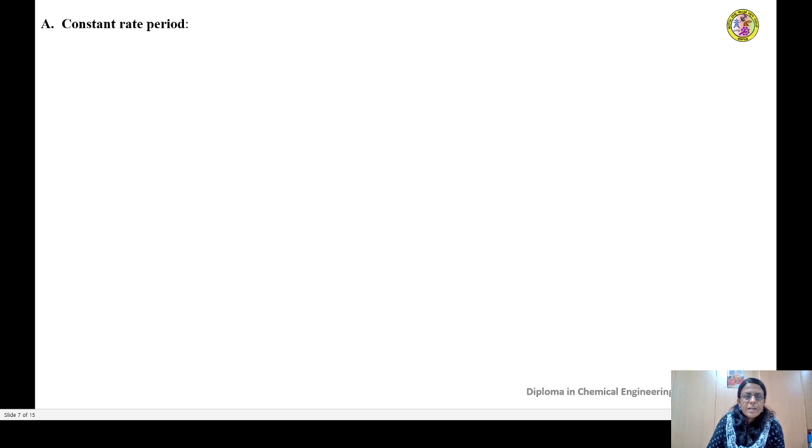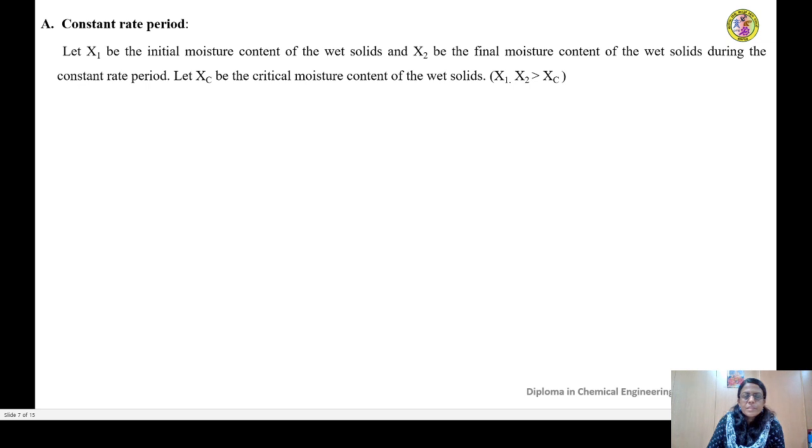So let us now first see how we can find out the time required during the constant rate period. If x1 is the initial moisture content of the wet solids and x2 is the final moisture content during the constant rate period, and let xc also be the critical moisture content, you all know what a critical moisture content is, such that x1 and x2 are greater than xc. So we have assumed that the initial and the final moisture contents in the given drying operation are in the constant rate period. Okay, so these two values are greater than the critical moisture content.